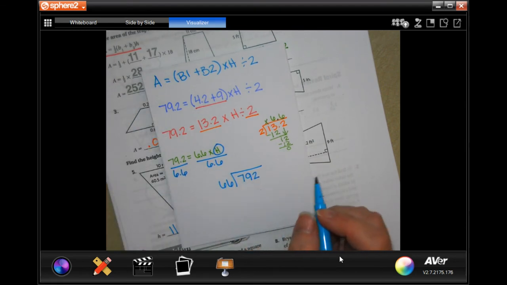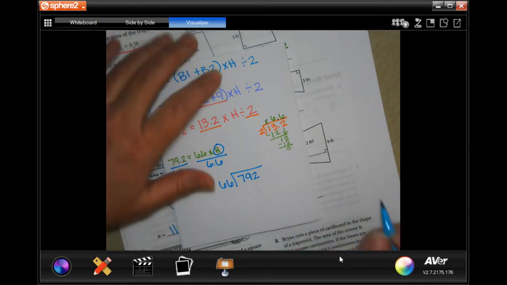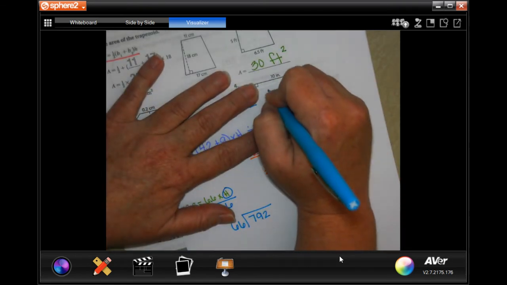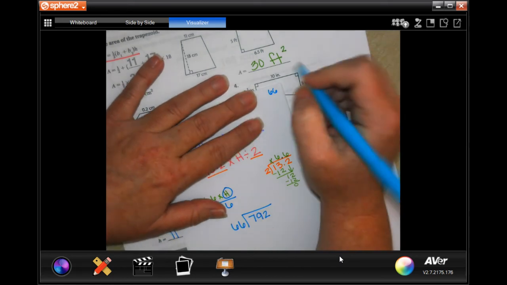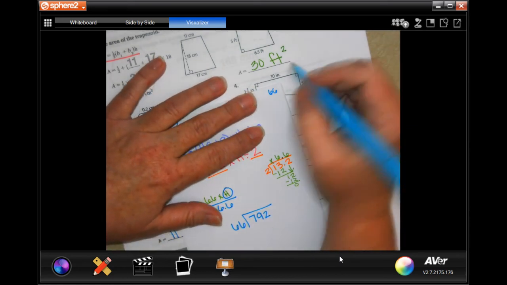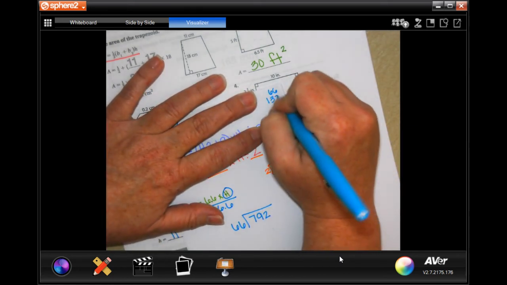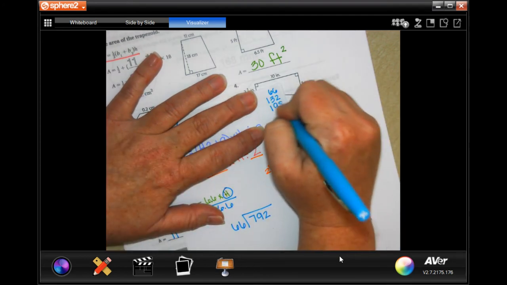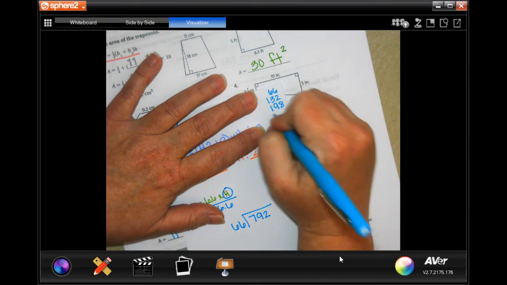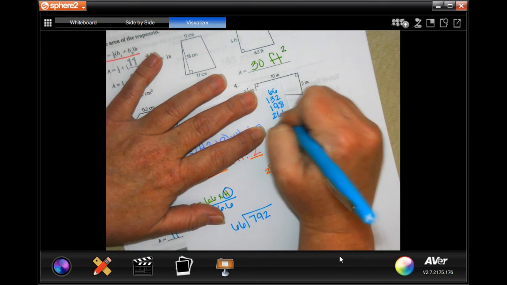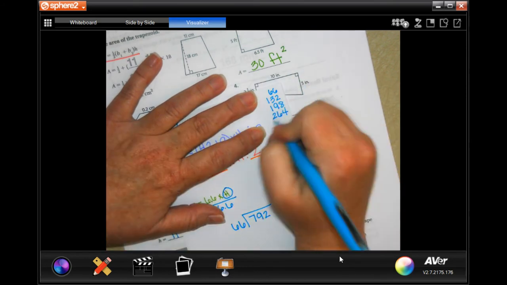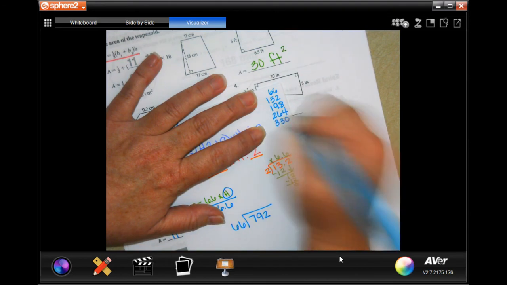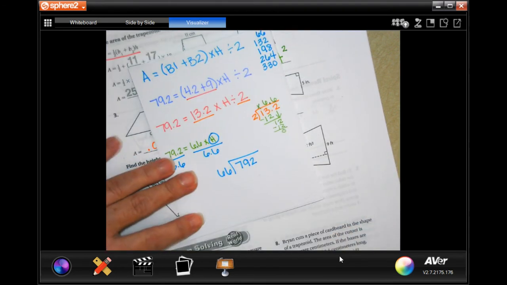So I'm going to go ahead and find my multiples of 66. It is okay to use a calculator to find your multiples. It is not okay to use your calculator to complete the problem. I generally do about 5 so that I've got a good idea. And we'll see what I can do from there.